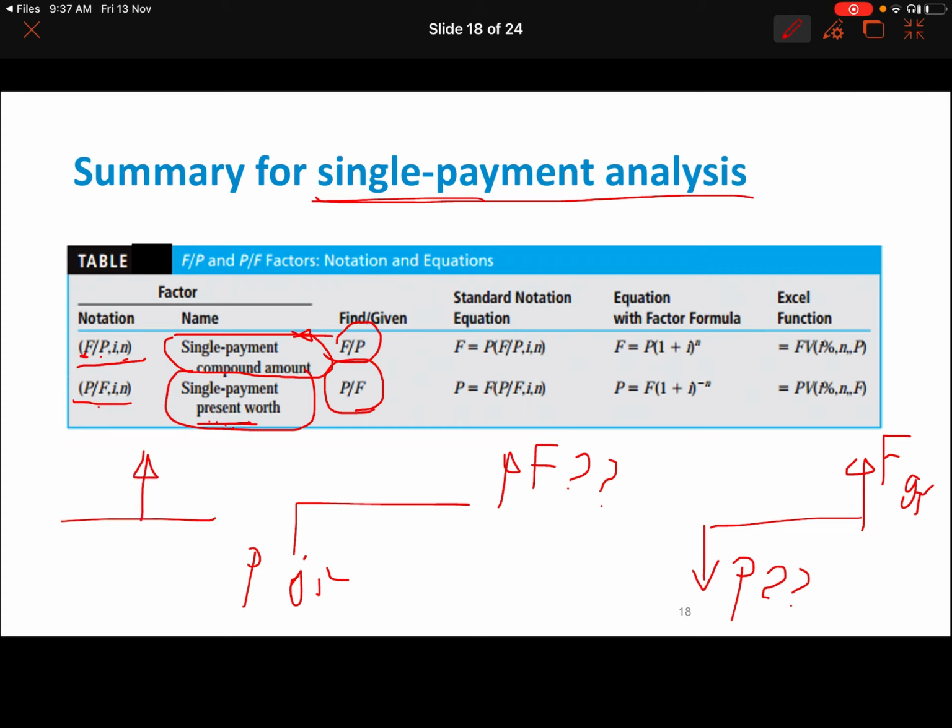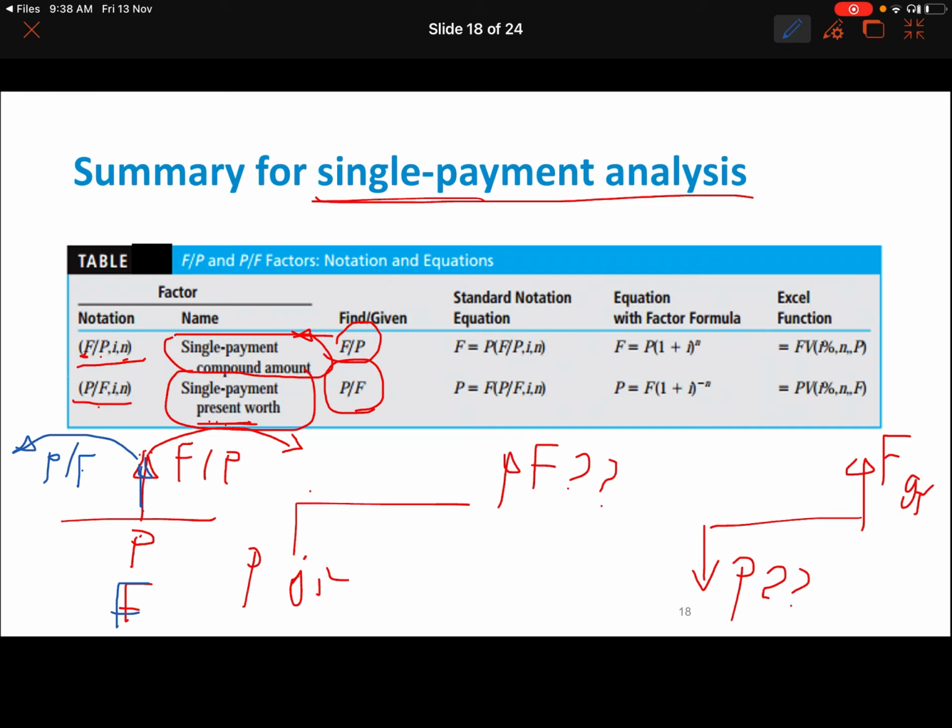I consider this here present if I want to move it to the right side, so I use F given P if I need to move this point to this point. If I consider this F, if I need to move this, let's change the color, I consider this F if I want to change this point from here to here, and I use P given F.